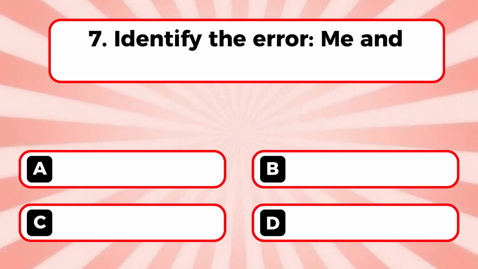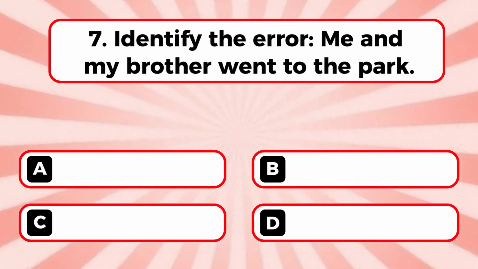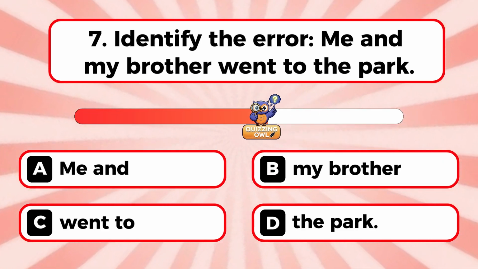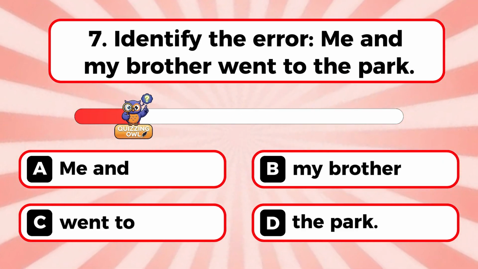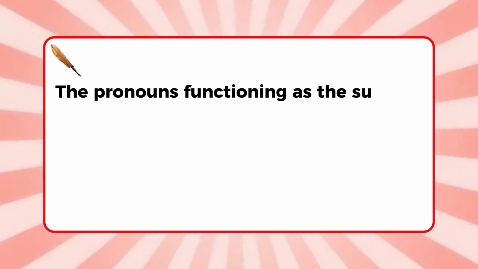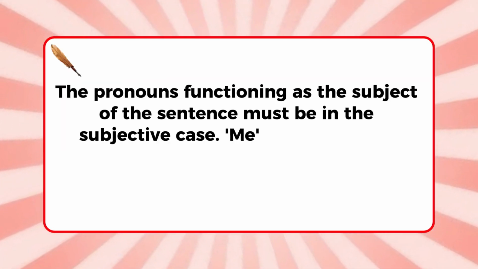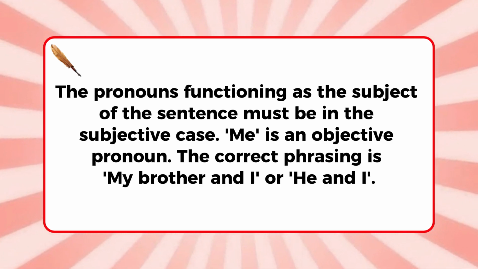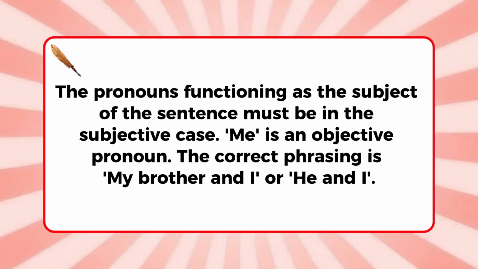7. Identify the error. Me and my brother went to the park. The pronouns functioning as the subject of the sentence must be in the subjective case. Me is an objective pronoun. The correct phrasing is my brother and I, or he and I.